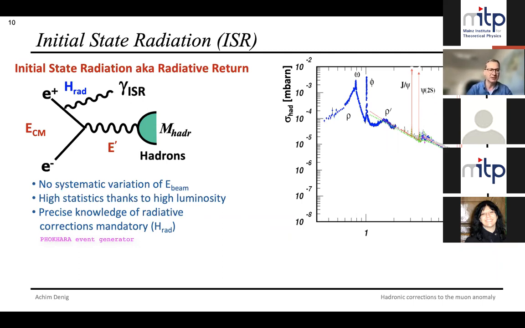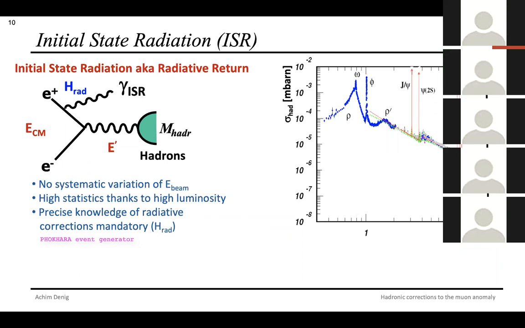So, compared to before, one gets essentially automatically such an energy scan while running at a fixed center of mass energy. This is successful due to the high luminosity available at the particle factories, but it needs a precise knowledge of the QED corrections, of course, and this is provided by detailed Monte Carlo generators, especially the PHOKHARA generator developed by colleagues in Karlsruhe, Kühn, Czyż, and so on.